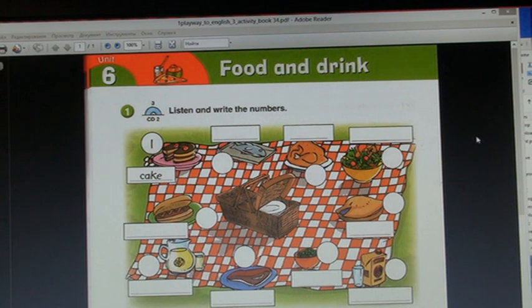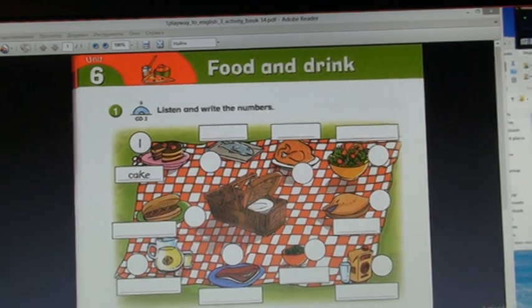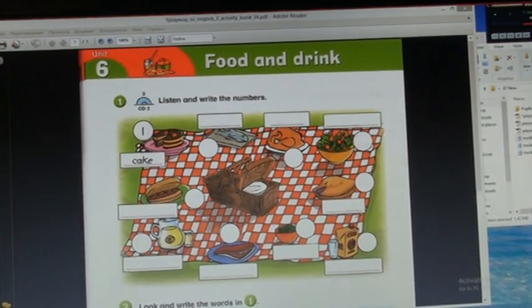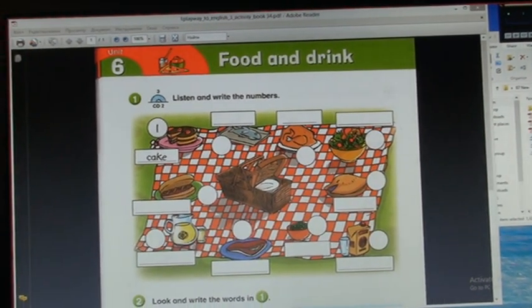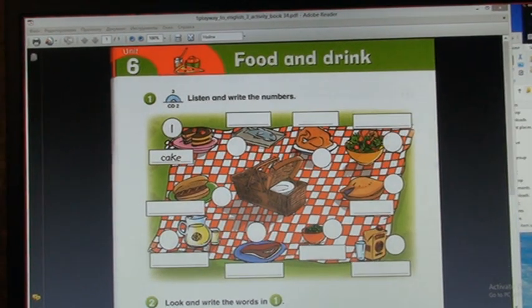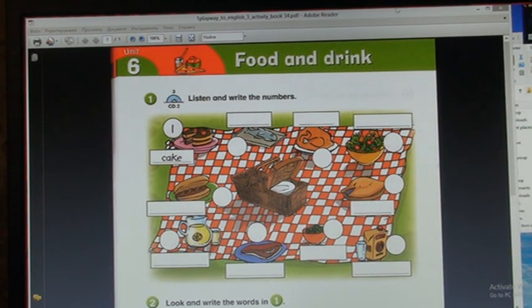We will continue learning food and drink. Repeat, food. And drink. Kitty, please translate food. Еда. Drink. Питьё. Thank you so much. Еда и питьё.